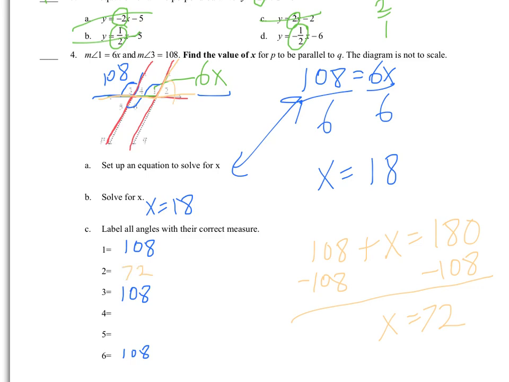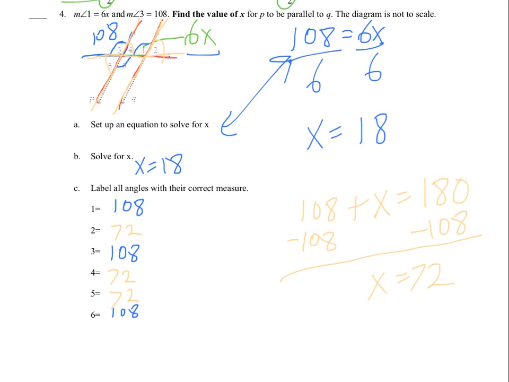Well, if these lines are parallel, it's corresponding to angle 4. That makes angle 4 72 degrees as well. Angle 5 is vertical to angle 4, so it's 72 degrees. And that follows with the rule that we really only have two different angle measures when dealing with parallel lines and a transversal.